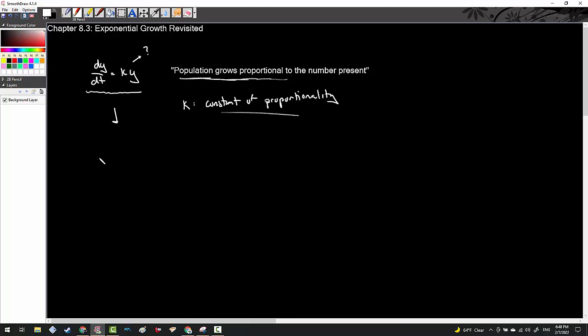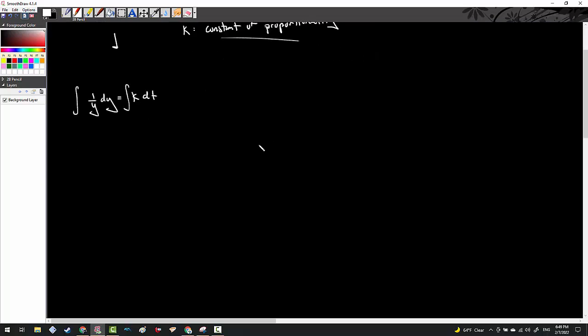So I'm going to separate the terms like I always do. I'm going to have 1 over y dy equals k dt. So I just separated the terms from one side to the next. I'm going to integrate both sides. And what that gets me is the natural log of the absolute value of y equaling kt plus c.